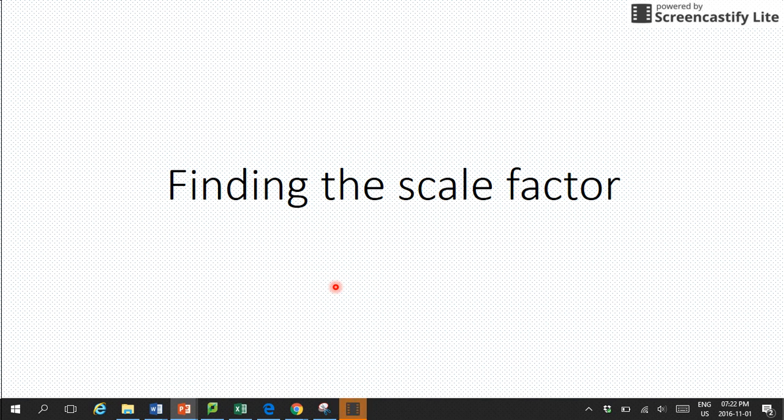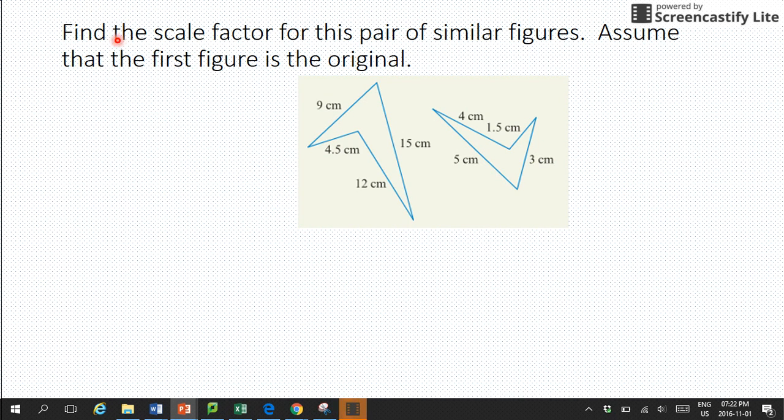Okay, so we're looking at finding the scale factor. The question will say, find the scale factor for this pair of similar figures. Assume the first figure is the original. So the first thing you've got to know is the first figure is the original, the second figure is the copy. Now, they've turned them around, so do not get confused.